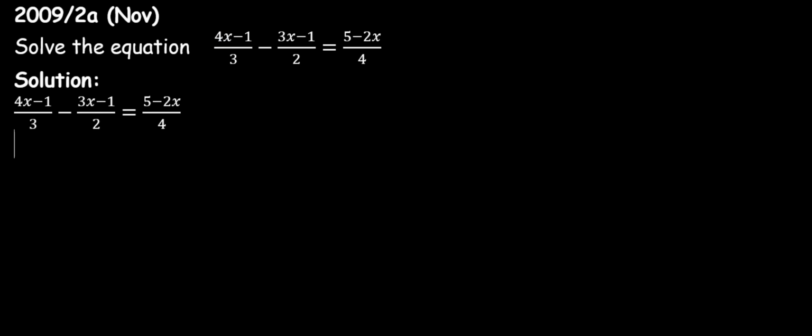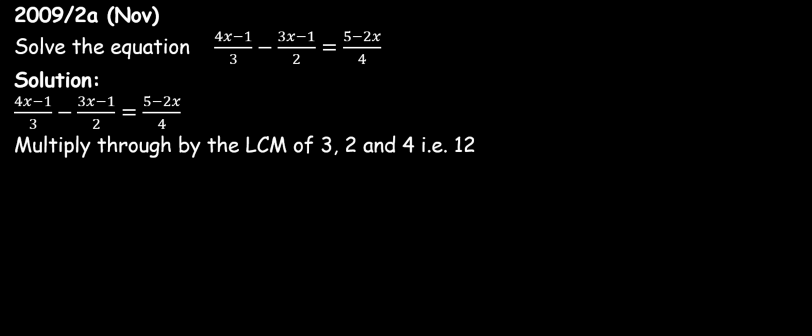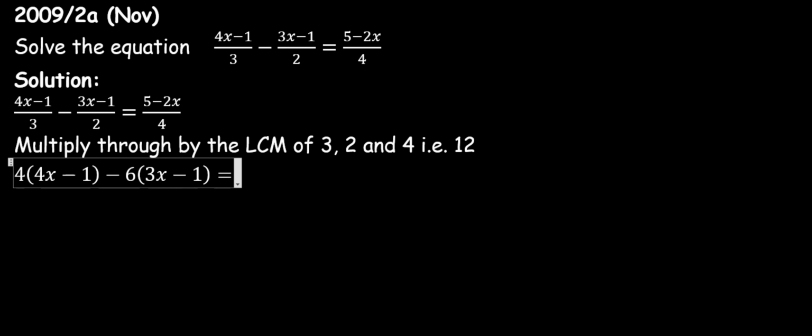Next, we multiply through by the LCM of the denominators, which are 3, 2, and 4. That is 12. And that will give us 4 into bracket open 4s minus 1 bracket close minus 6 into bracket open 3s minus 1 bracket close equals 3 into bracket open 5 minus 2s bracket close.